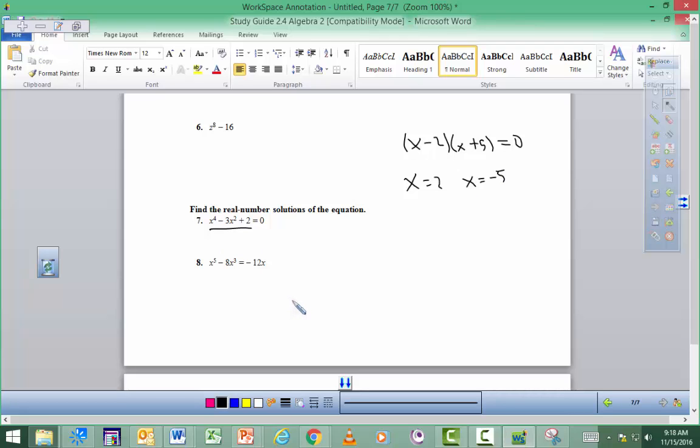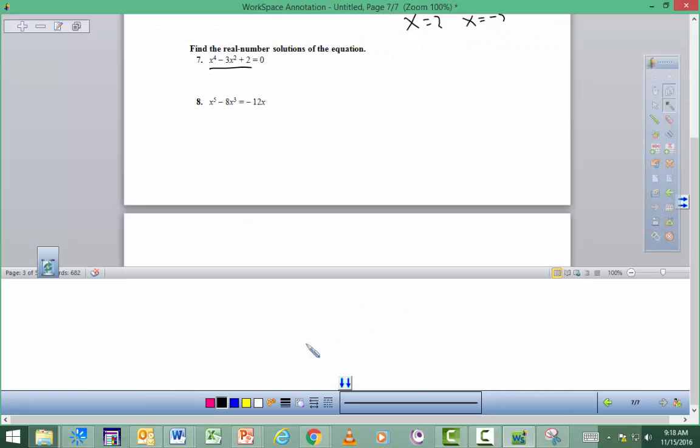You're going to factor first and then use the principle of zero products. So let's look at number 7. We can do it together here real quick. If I have x to the 4th power minus 3x squared plus 2 is equal to 0.